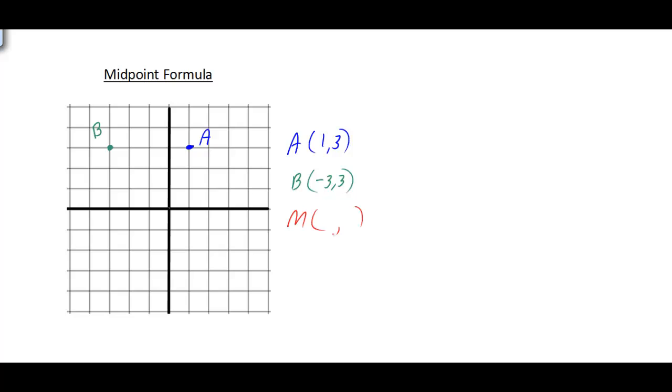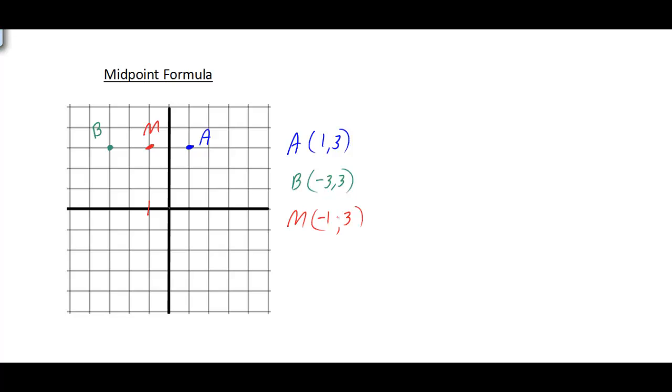Now, we could certainly just count, because A and B are straight across from each other. If we go from A to B, we're counting 1, 2, 3, 4, so the midpoint is going to be right here. If that's the midpoint, then we're going over 1 to the left and then up 1, 2, 3. So the midpoint is located at -1 for the x and then up 3.